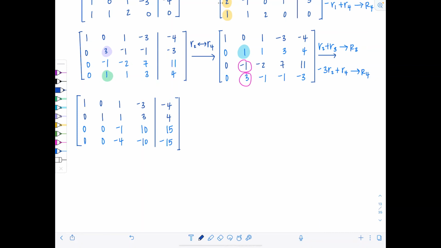All right, what do we want to do next? Oh, it's looking good, isn't it? Look at column 1. Yay, yay. Now we come to column 3. Time to make a pivot right there.